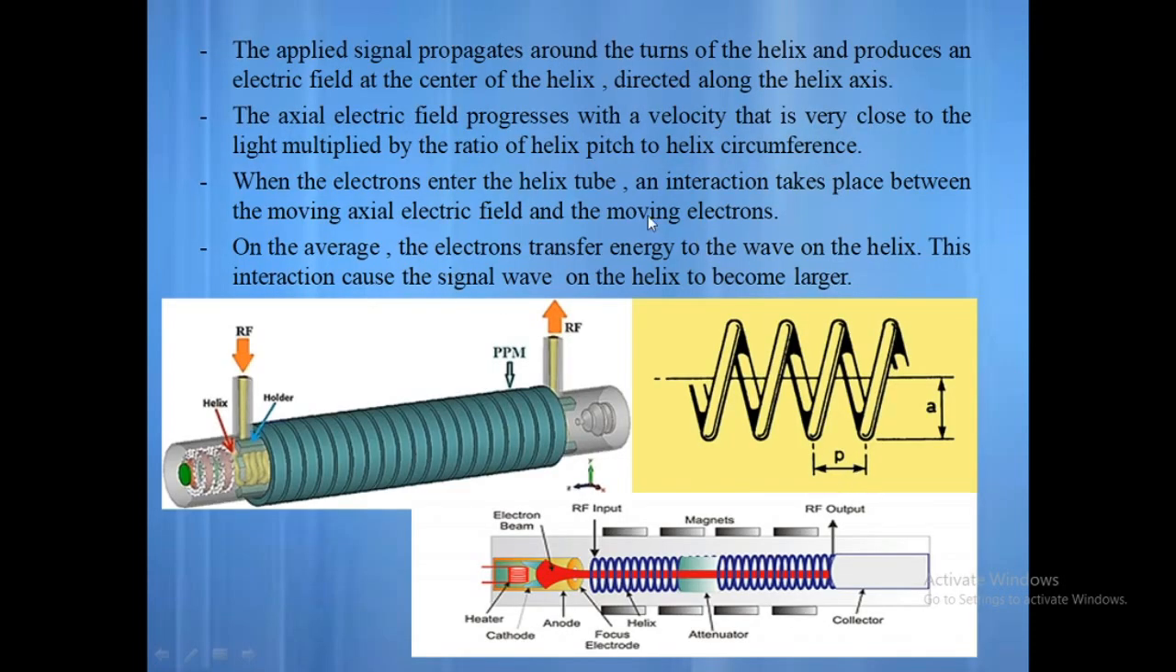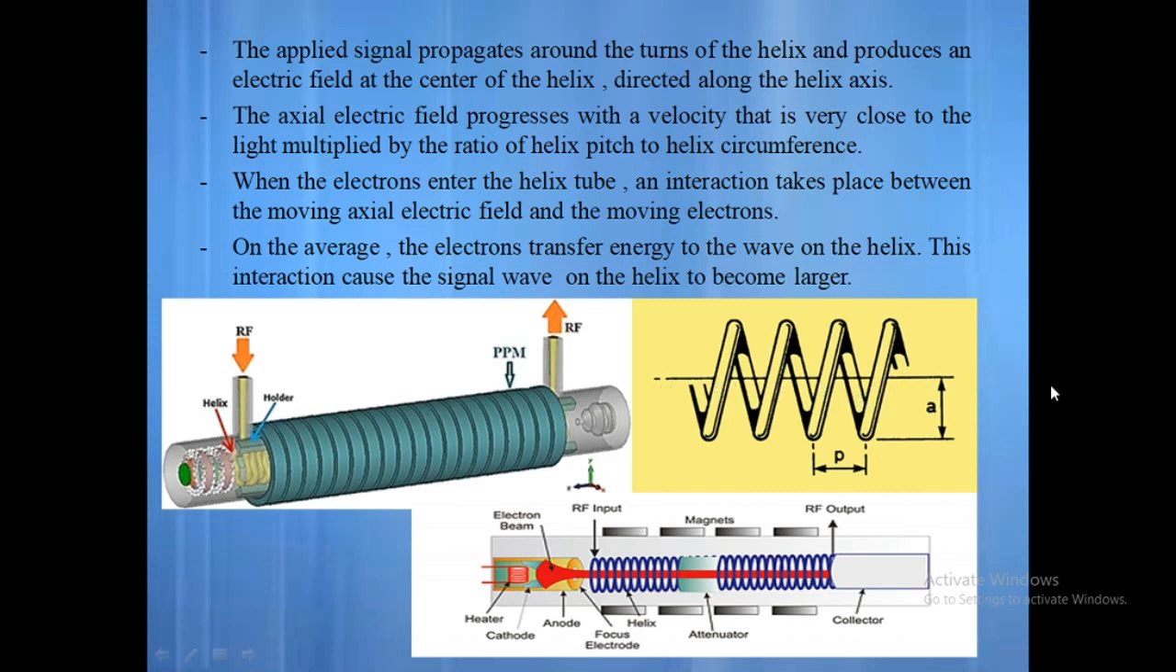The applied signal propagates around the turns of the helix and produces an electric field at the center of the helix. Whenever the applied signal is propagating along the helix, it produces an electric field at the center of the helix. Whenever it is traveling in the helix, perpendicularly there will be some electric field propagating at the center of the helix.